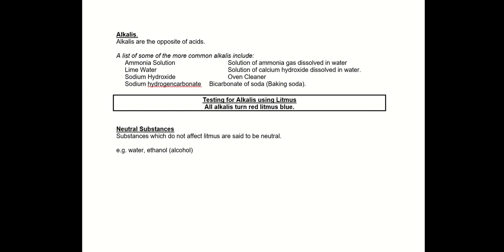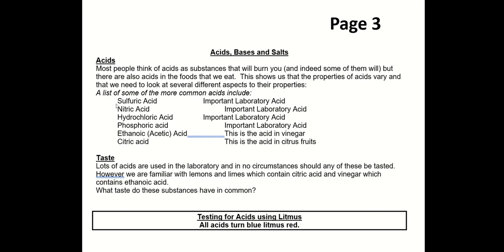Now, all that litmus does is it tells us acid, alkali and possibly neutral. It doesn't tell us anything about strength. So if you go back to, for example, our list of acids, things like sulfuric and nitric acid are very strong acids, but we can put vinegar onto food, and litmus doesn't tell us any difference between those. So litmus simply tells us if a substance is an acid or an alkali.